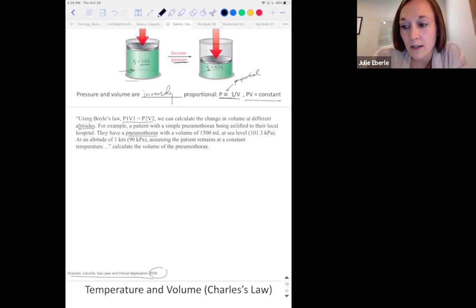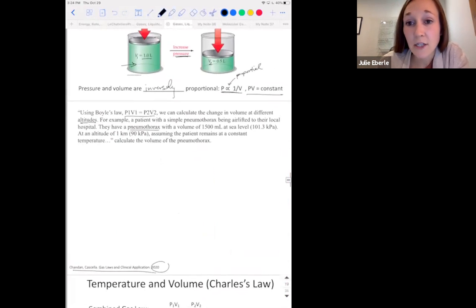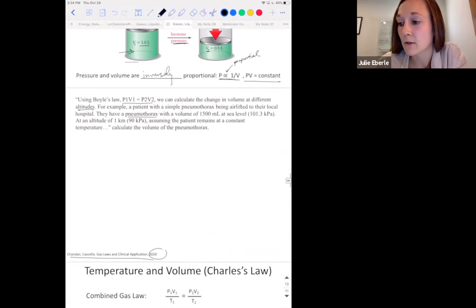All right. Now, why is this important with this clinical problem we're going to talk about? Sometimes people are in a lot of danger, it's a crisis moment, and they have to medflight them or airflight them to a hospital, right? So they'd have to put them in a helicopter and change altitude for a while to get to the hospital. So that's exactly what they're talking about here. For example, a patient with a simple pneumothorax being airlifted to their local hospital.